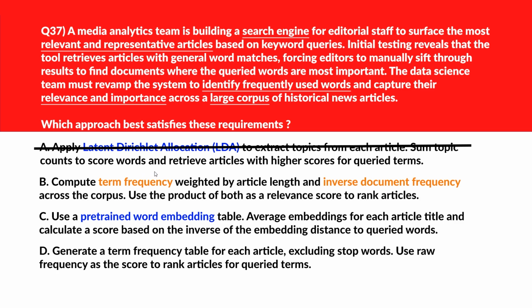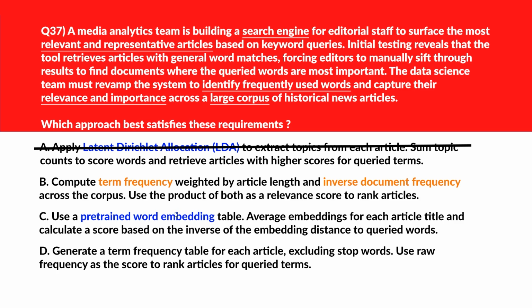Term frequency and inverse document frequency captures both local frequency and global distinctiveness, aligning with the need to rank words by relevance and importance. We'll keep it. We'll move to now C. C says use pre-trained word embedding table, average embeddings for each article title, and calculate a score based on the inverse of the embedding distance to queried words.